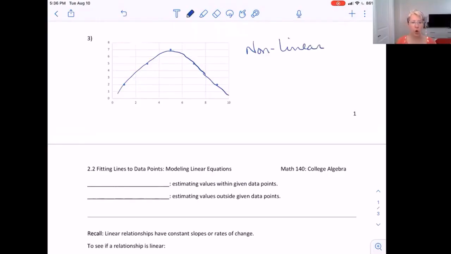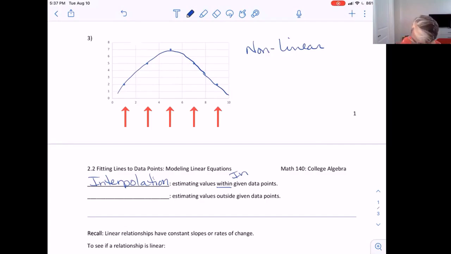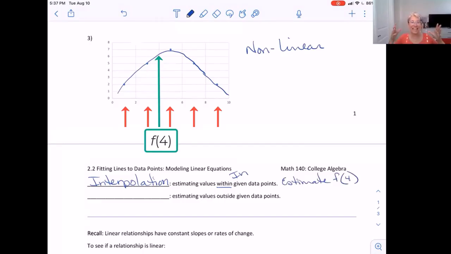Two terms that are good to know. One is called interpolation, and that's when you're estimating values within the given data points. Okay, so in between, within, in, interpolation. So if we're looking at example 3, notice our data points that were given are 1, 3, 5, 7, 9. So if I were to estimate f of 4, that 4 is inside the data points that were given. So that would be an interpolation.